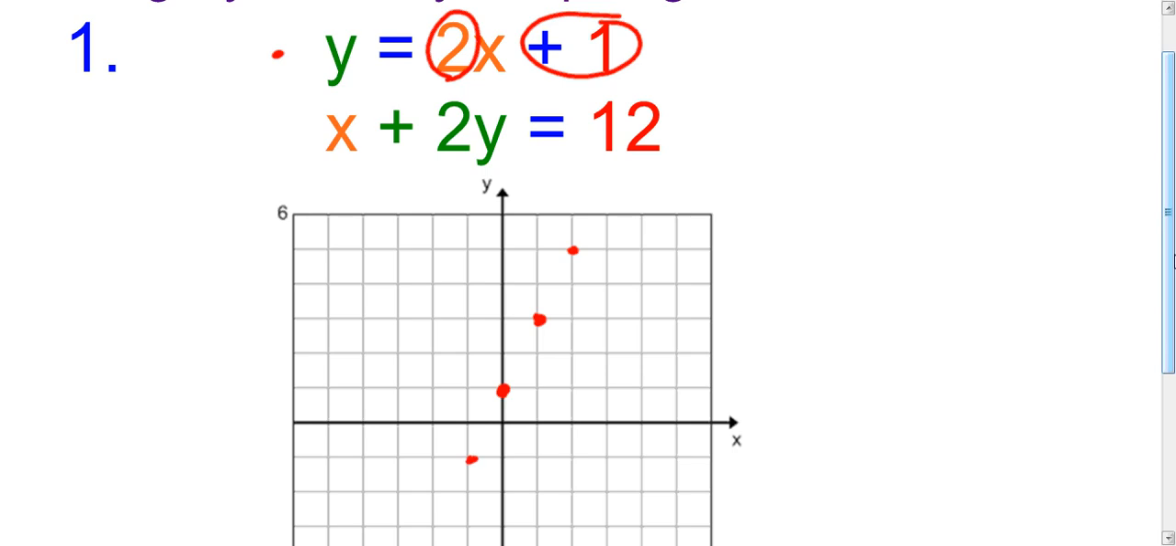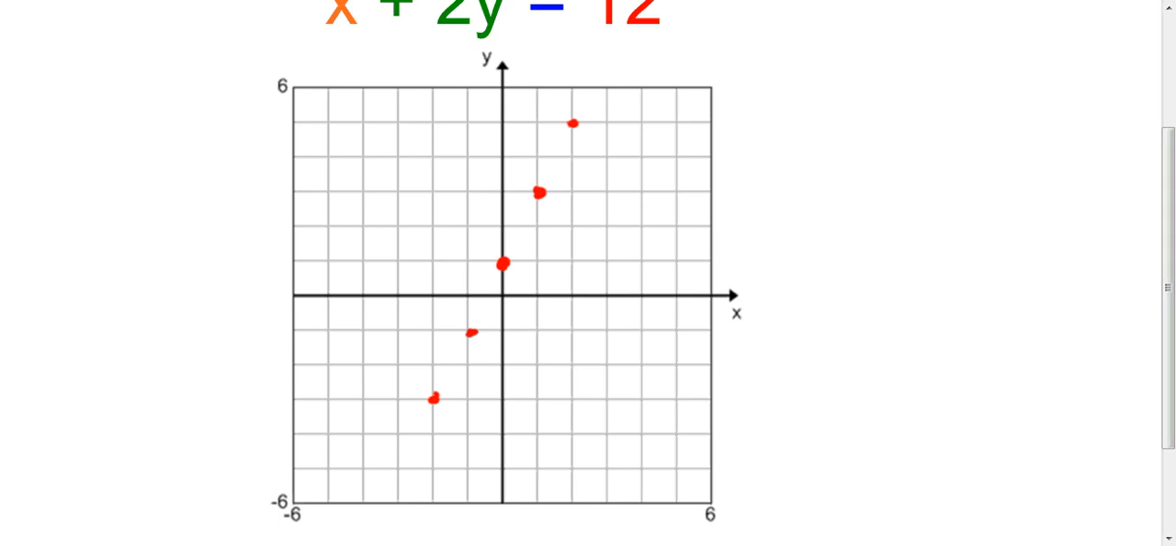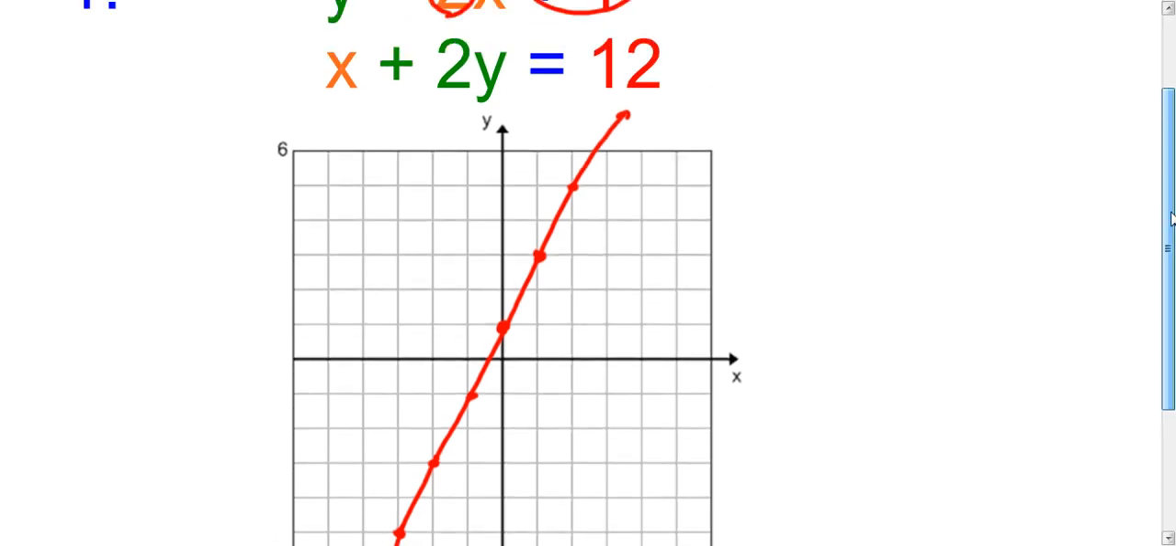And it is really helpful on these if you fill in the dots on the entire graph, because it's likely that one of those dots will be a solution. But it looks like this, okay?